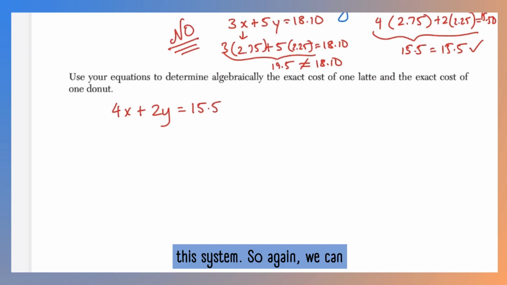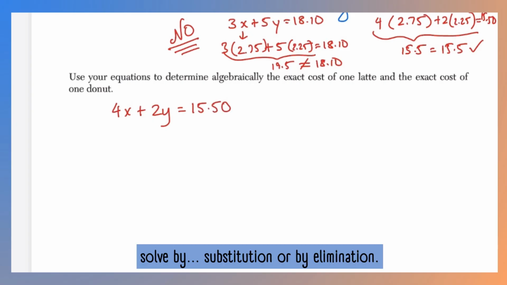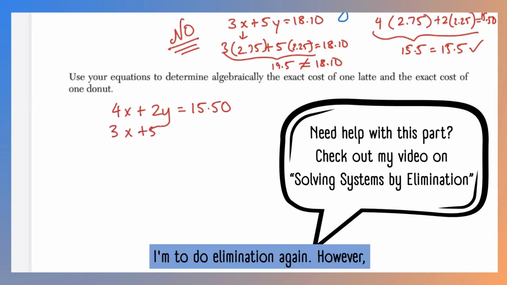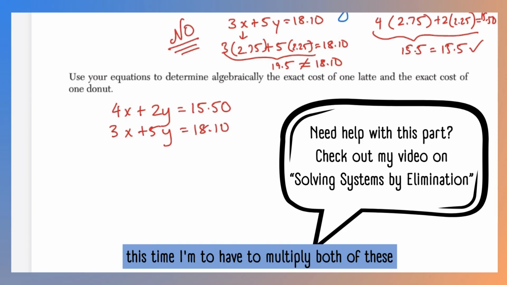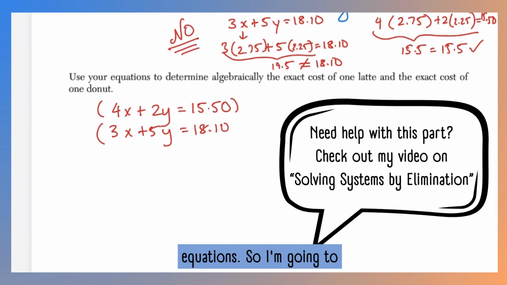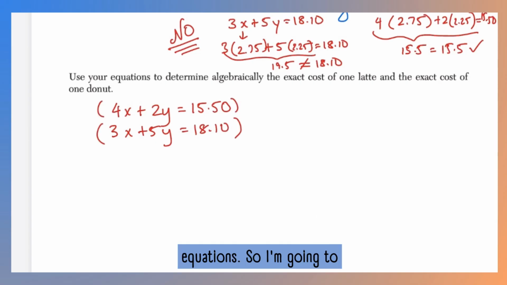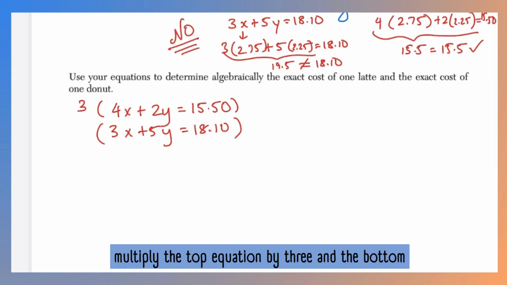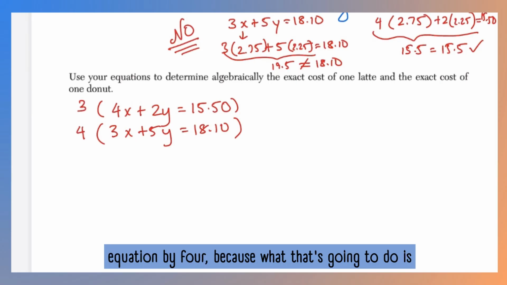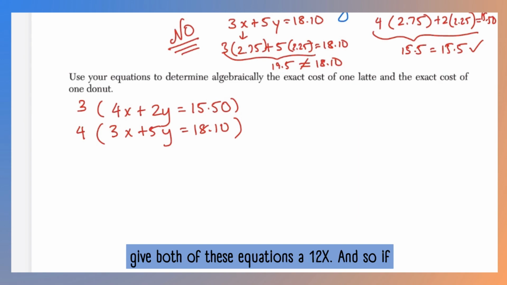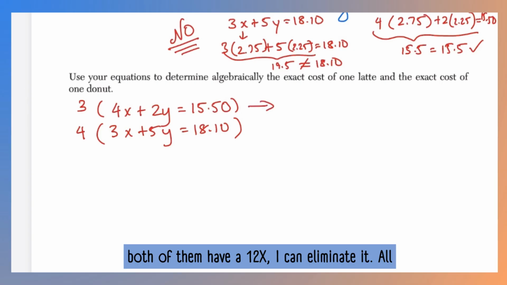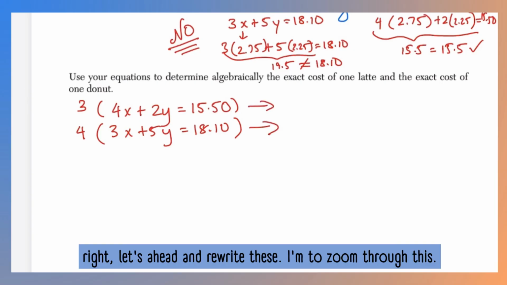So now let's find out which values do actually make both of these equations true by solving this system. So again, we can solve by substitution or by elimination. I'm going to do elimination again. However, this time I'm going to have to multiply both of these equations. So I'm going to multiply the top equation by 3 and the bottom equation by 4, because what that's going to do is give both of these equations a 12x. And so if both of them have a 12x, I can eliminate it. All right, let's go ahead and rewrite these. I'm going to zoom through this.